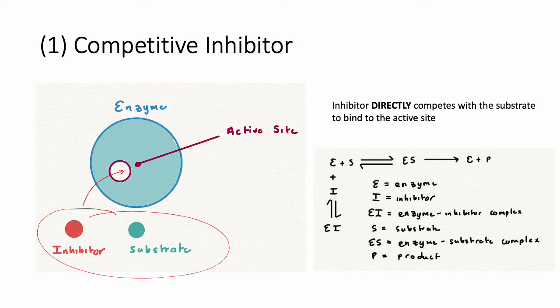So if we look at the reaction that's going on here, we have the enzyme and the substrate and the inhibitor. The inhibitor can bind to the enzyme to form the enzyme inhibitor complex, and the substrate can also bind to the enzyme and form the enzyme substrate complex.